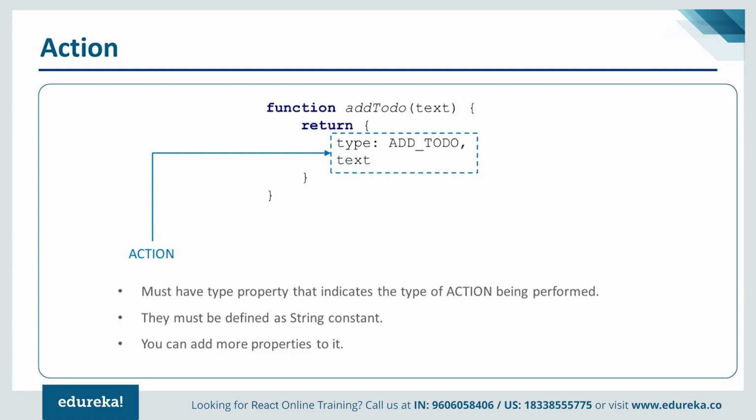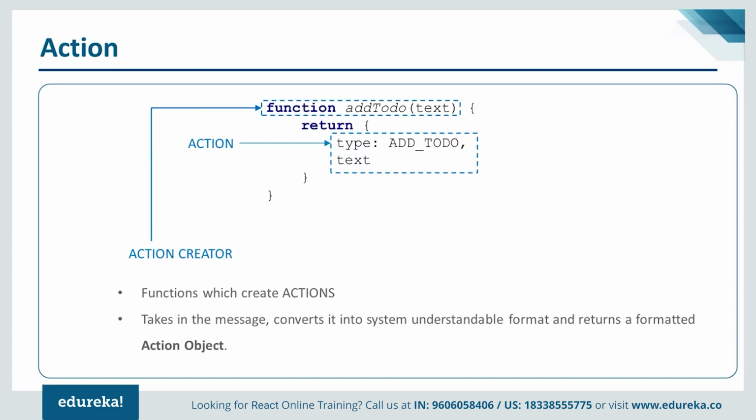This is very important to understand that every action needs to be defined as a string constant. And then again, you can add more properties to it. Now, action creator. Functions which create actions are called action creators. As you can see, this is the function add2, so this is called the action creator. It takes in the message, converts it into a system-understandable format, and returns a formatted action object. As you can see again, this type is the mandatory part for any action in Redux.